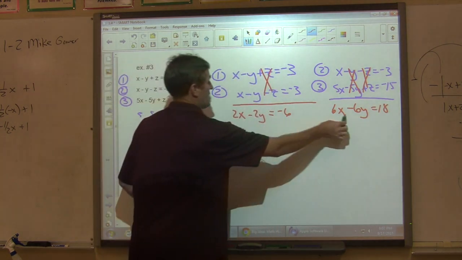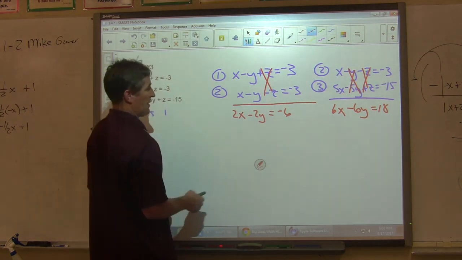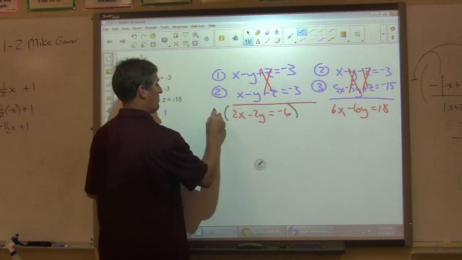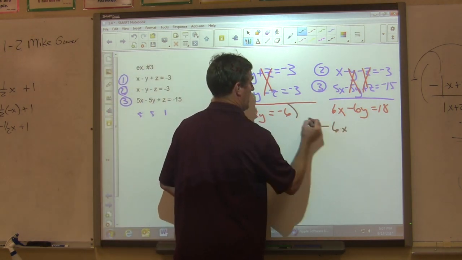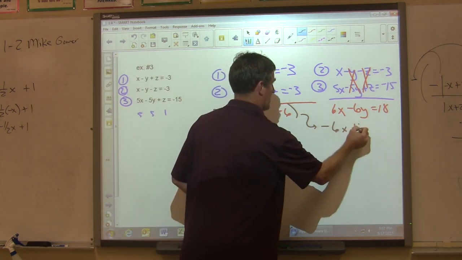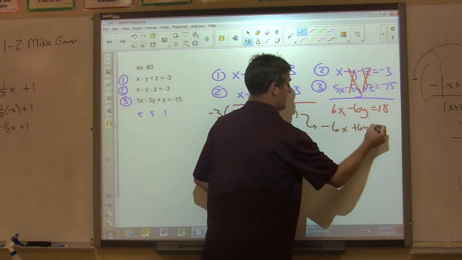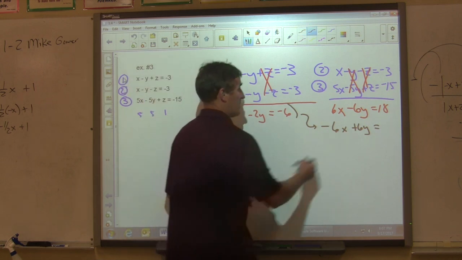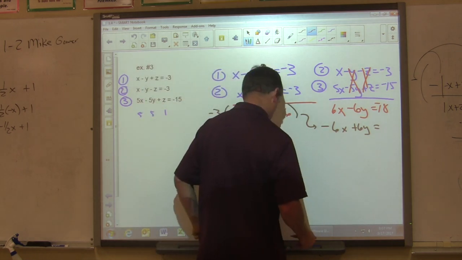And so now I'm going to use these 2 equations, and again, I have to get opposites, so I'm going to leave this one the same, and I'm going to make the x's opposite. So I'm going to multiply this one by negative 3. So negative 3 times 2 is a negative 6x, so that's going to go there. Negative 3 times a negative 2y is a positive 6y. Oh, this is a negative 18 up here. Negative 18 up there. And negative 3 times negative 6 is a positive 18.